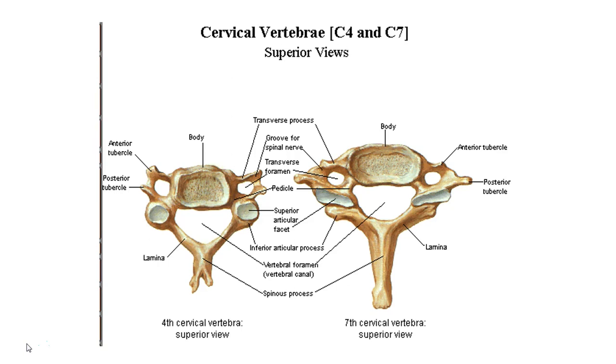Here's a good picture. See the differences between the 4th cervical vertebra and the 7th. As you notice, the 4th is a lot smaller than the 7th, and that is because the 7th vertebra, also known as your vertebral prominence, has a very long spinous process. As you get down to C7, your cervical vertebrae become more of a support type vertebrae than motion, and so there's differences in the spinous process.